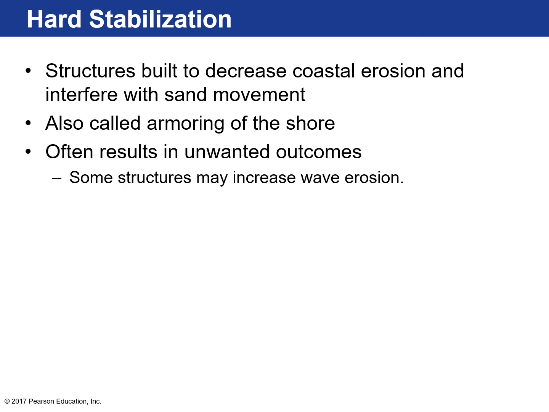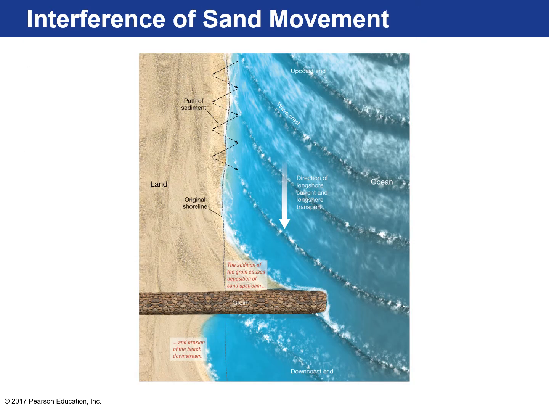Okay, so how do we slow down the rising seas of the ocean? Well, humans build hard stabilization features or structures to reduce coastal erosion. It's also called armoring the shore. But a lot of times, when humans try to do something, they often make it worse, which is the case with a lot of hard stabilization features. One, which I'm sure you've seen often, is called a groin.